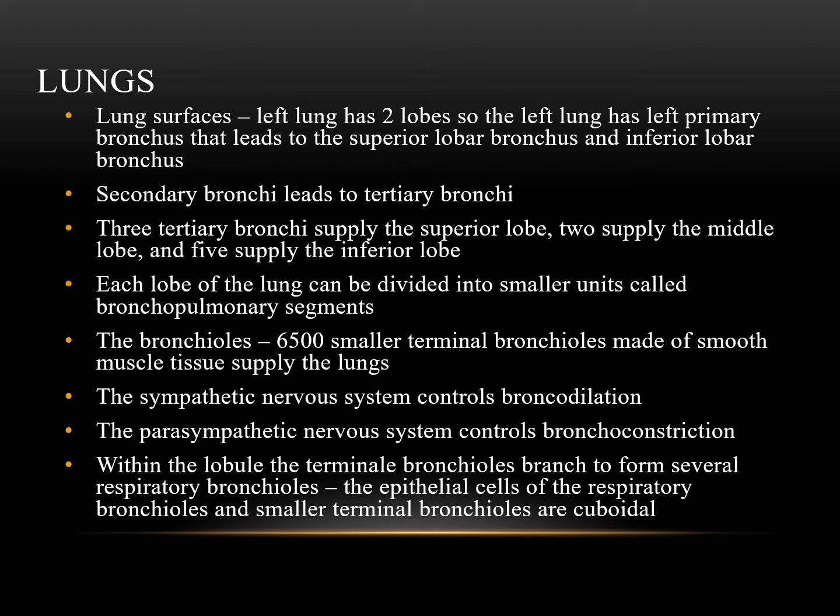Each lobe of the lung can be divided into smaller units called bronchopulmonary segments. The bronchioles, 6,500 smaller terminal bronchioles made of smooth muscle tissue, supply the lungs. The sympathetic nervous system controls bronchodilation. The parasympathetic nervous system controls bronchoconstriction. Within the lobule, the terminal bronchioles branch to form several respiratory bronchioles. The epithelial cells of the respiratory bronchioles and smaller terminal bronchioles are cuboidal.